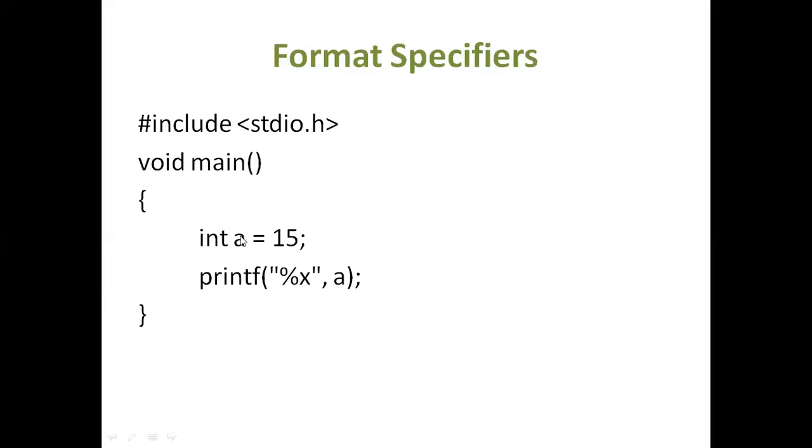Now again here we have written integer a equals 15. And this time we are using the format specifier %x. So we are printing the value in the hexadecimal number system because x represents hexadecimal. This time F will be printed because 15 in decimal is equal to F in hexadecimal. So the decimal will be converted into hexadecimal and it will be printed in the output.